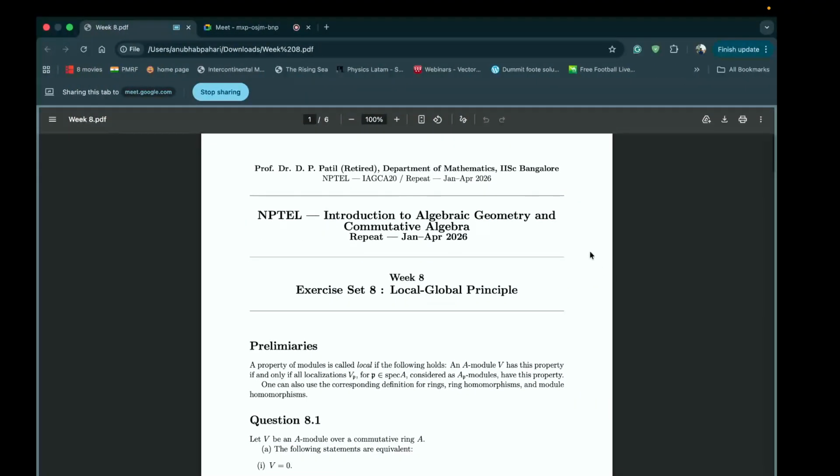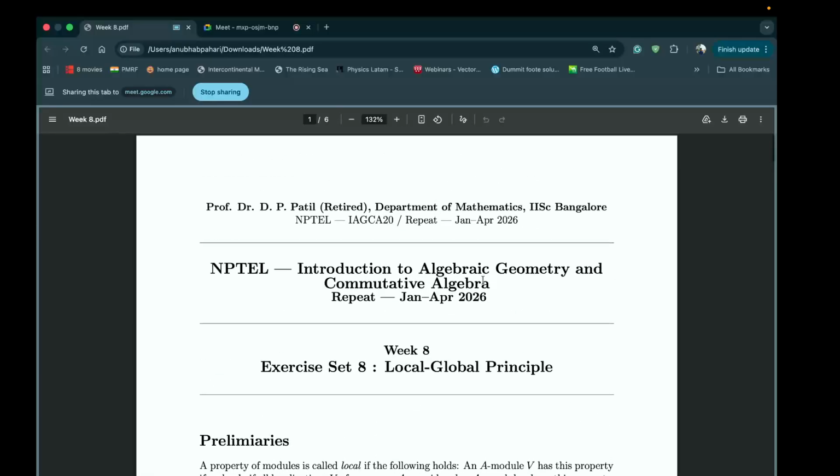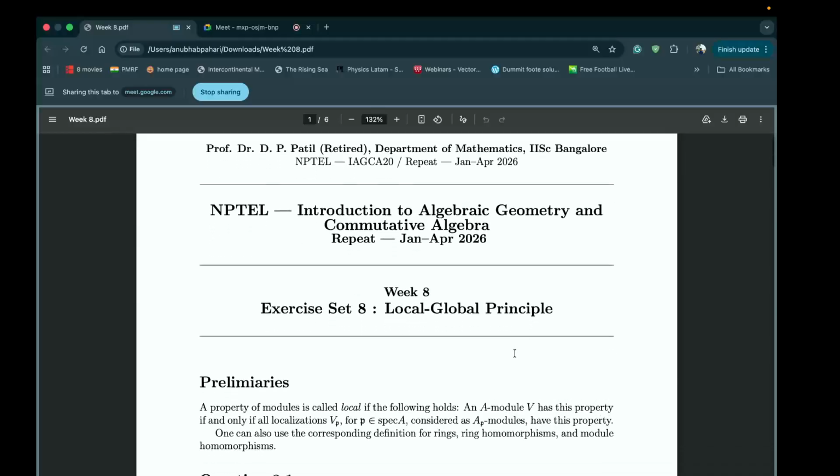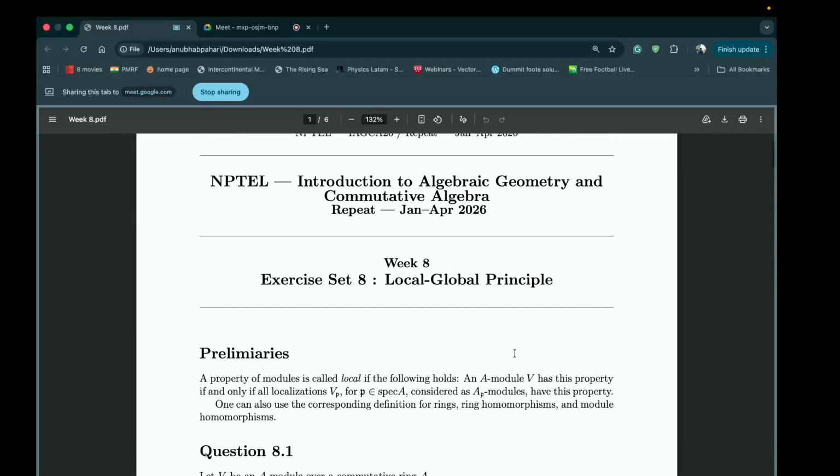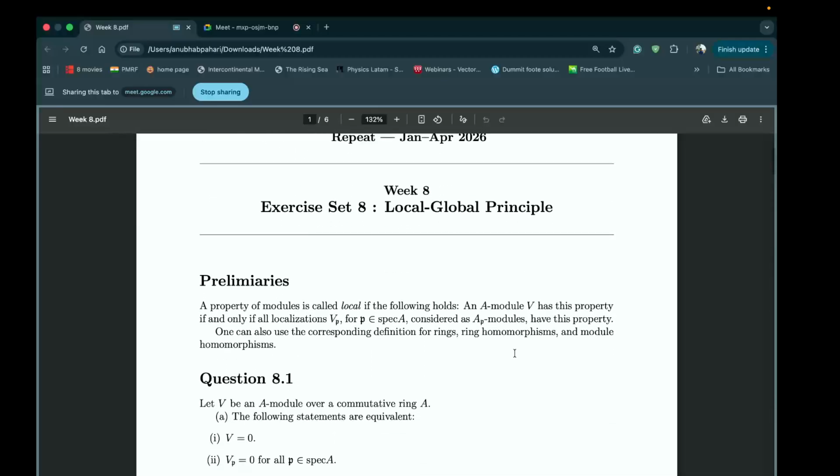Hi everyone. So this is an NPTEL course under Dr. Dilip Patil, and this is the course name Introduction to Algebraic Geometry and Commutative Algebra, and this is the 8th lecture, Local Global Principle. So first, let us go through some preliminaries.